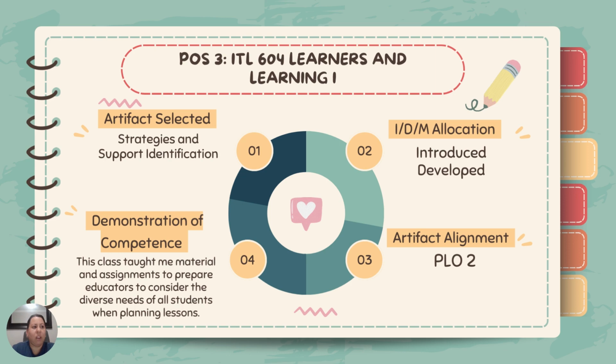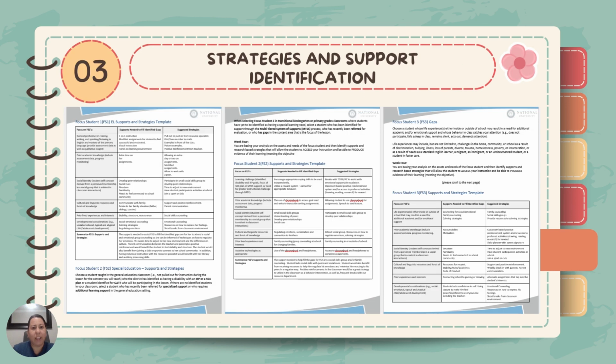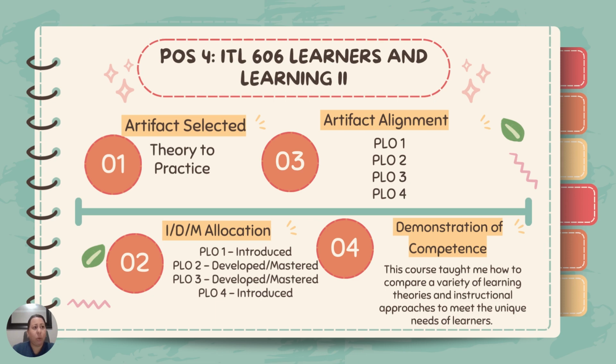This course examined the psychological, sociocultural, linguistic and other factors influencing development, learning, and the full range of learners, including English language learners, standard English learners, students with exceptionalities, and students with other needs. It also considered a variety of data to identify appropriate strategies and community-based resources to support all learners and their families. And again, on the following slide, I do have the strategies and support identification assignment that I completed for reference.